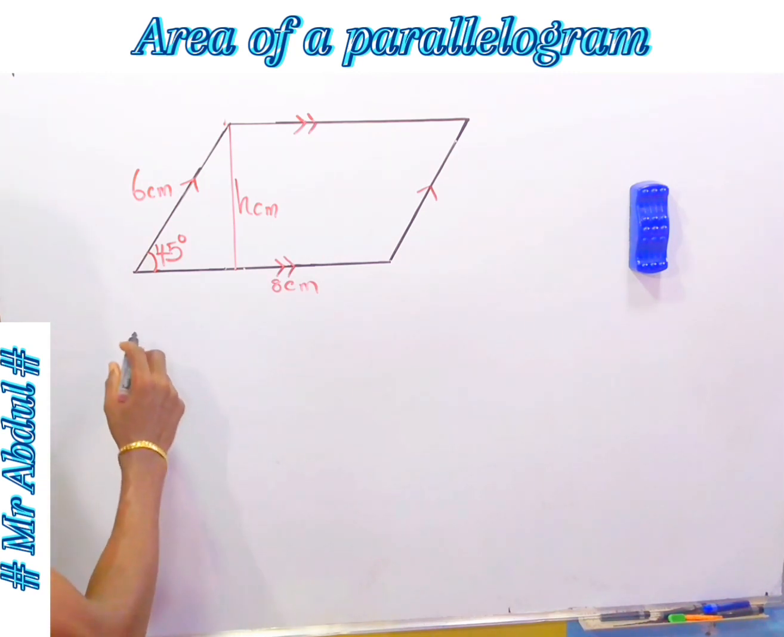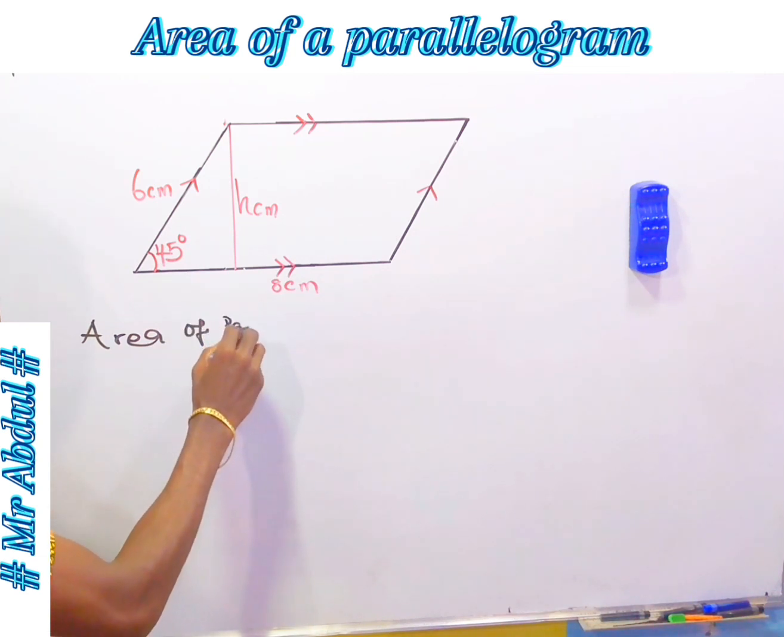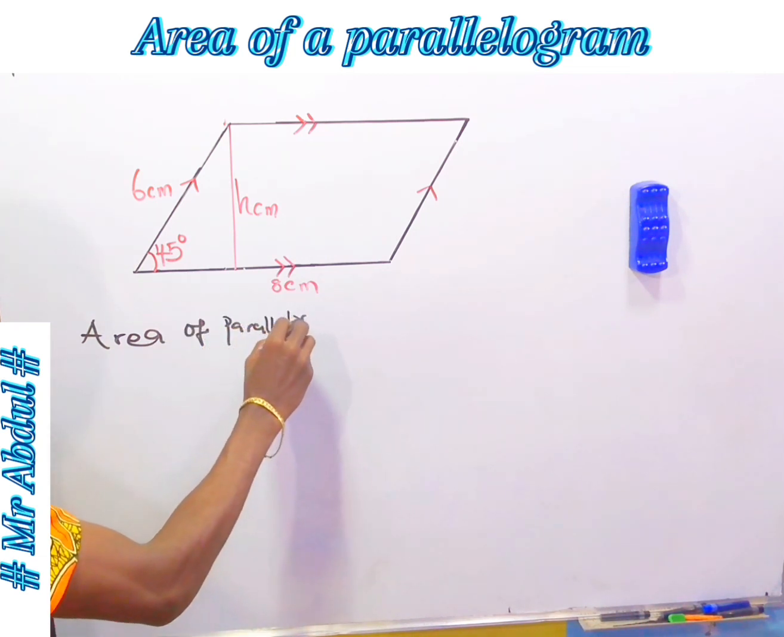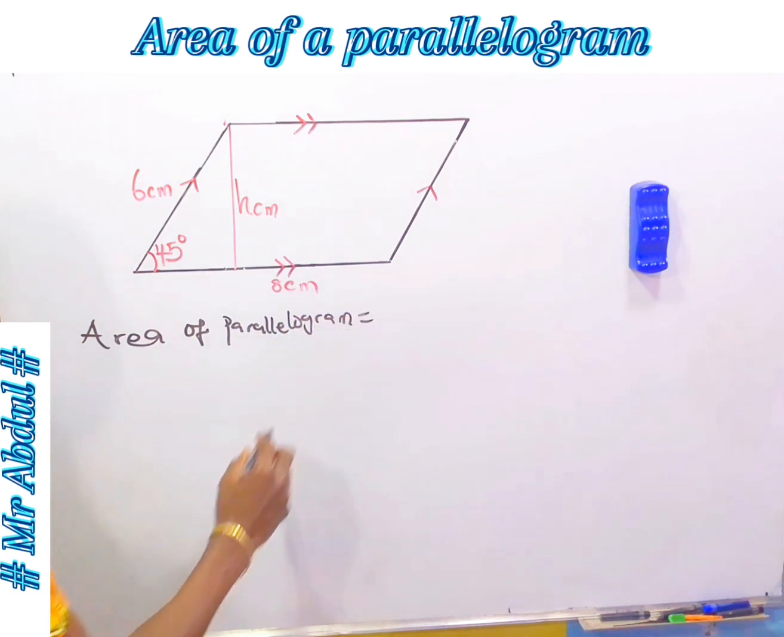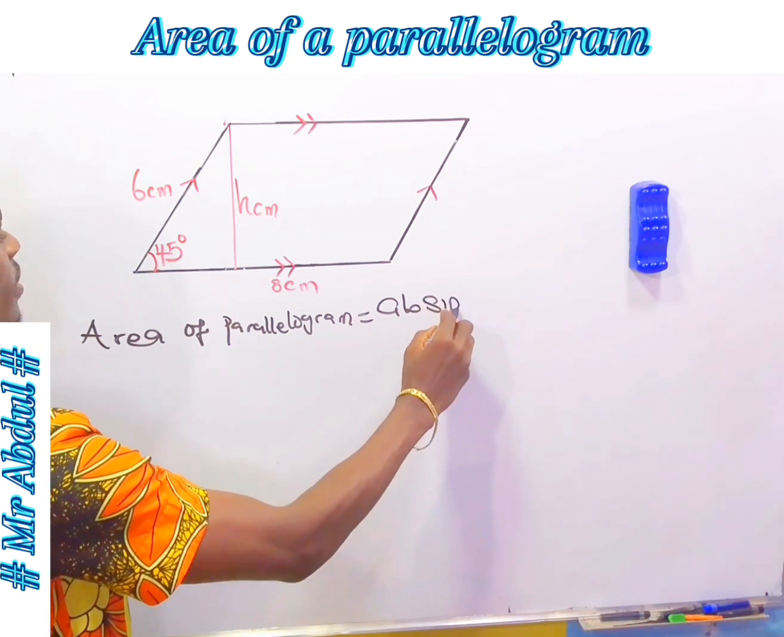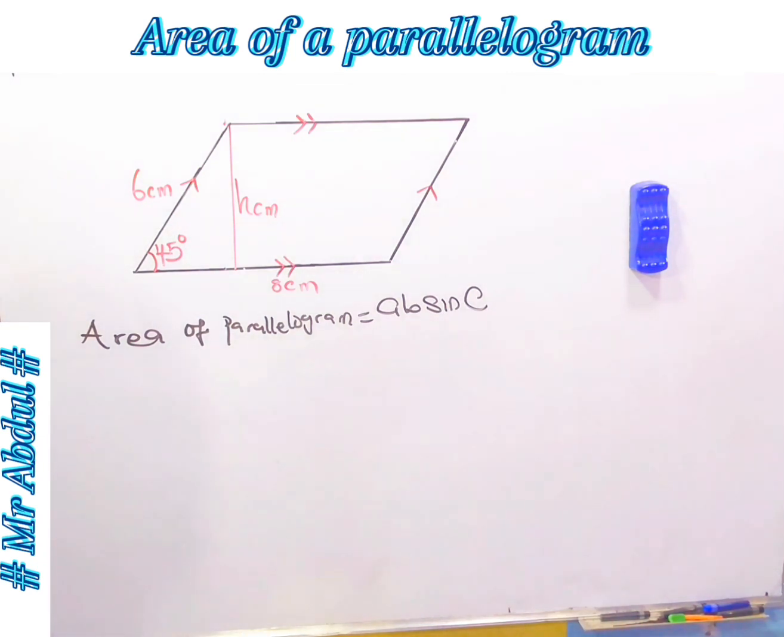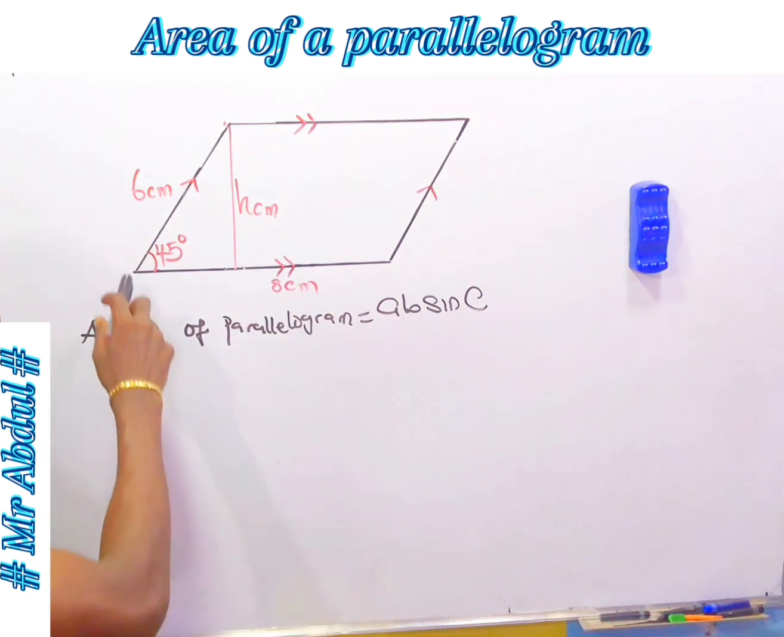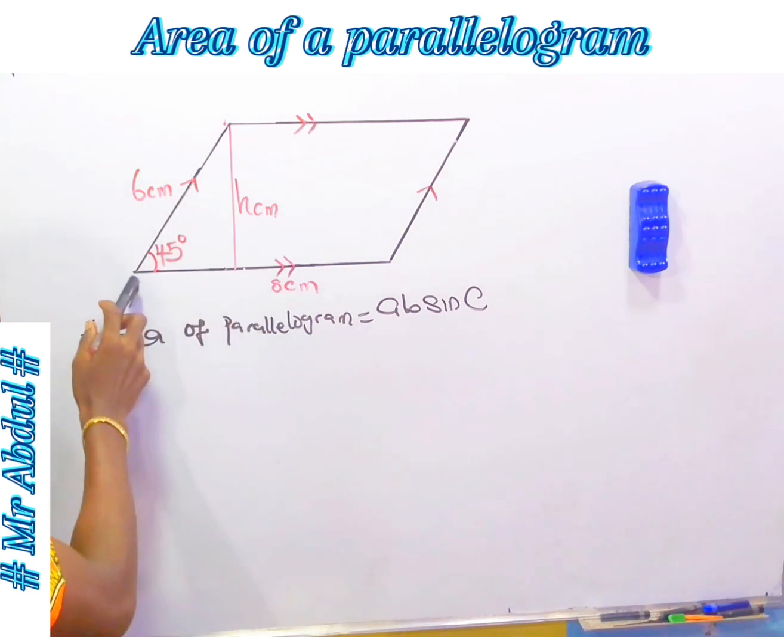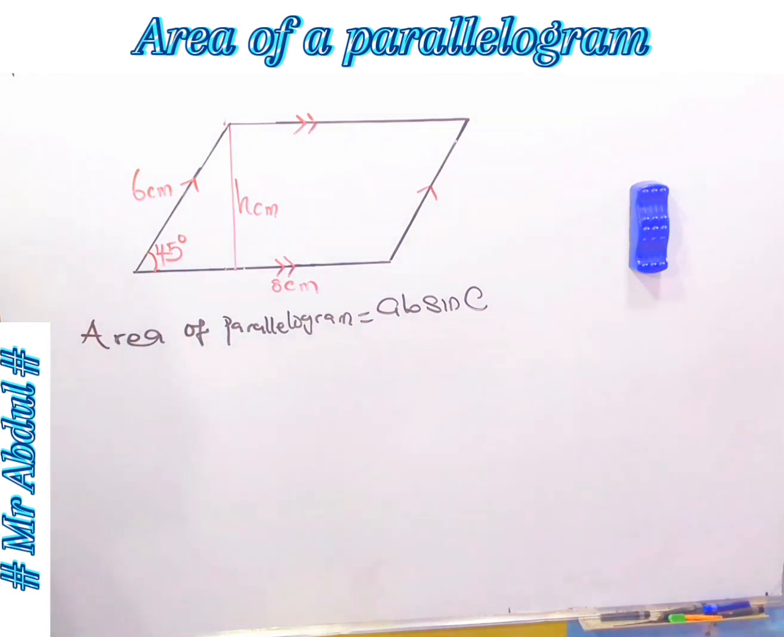And the second method for finding the area of parallelogram is equal to AB sine C, which is 2 sides multiplied by the sine of the inclusive angle. 2 sides multiplied by the what? The sine of the inclusive angle.